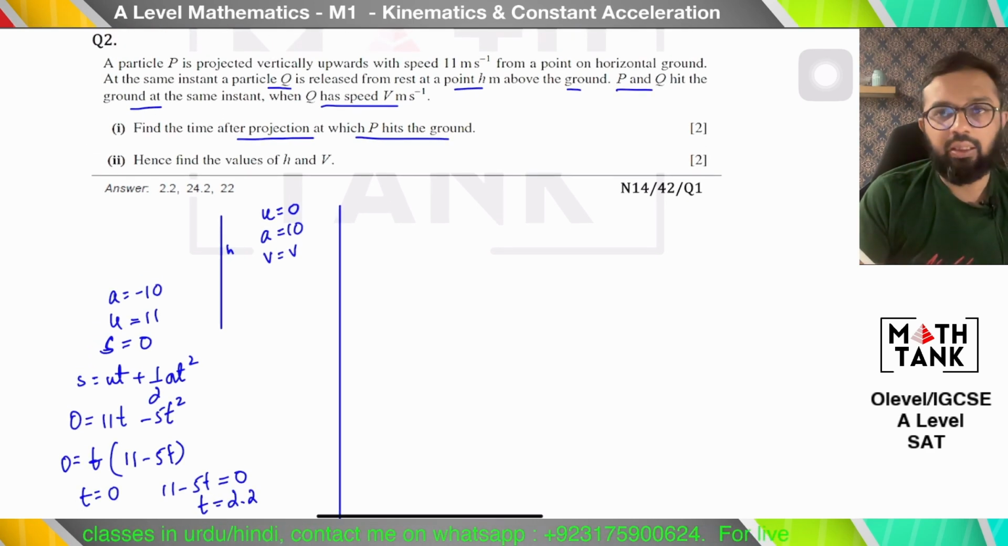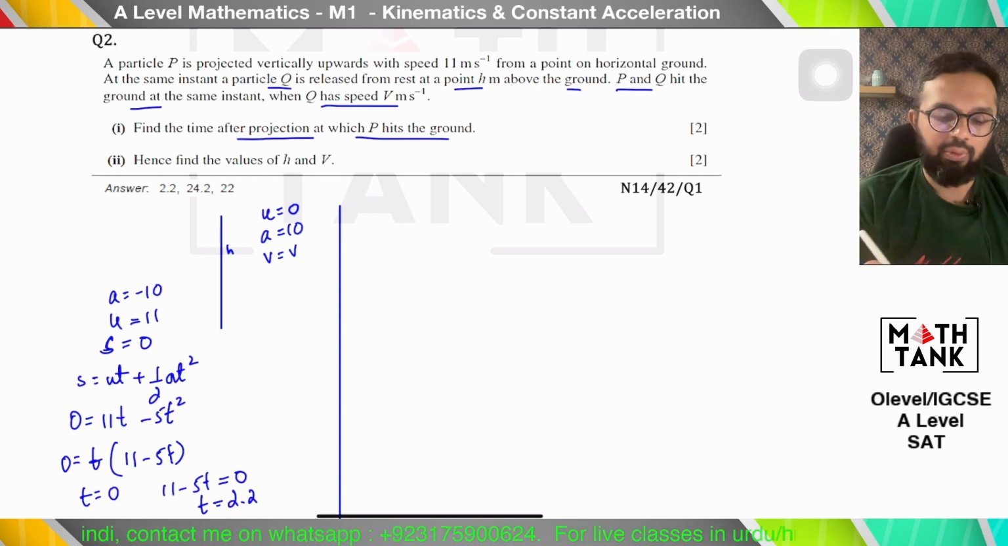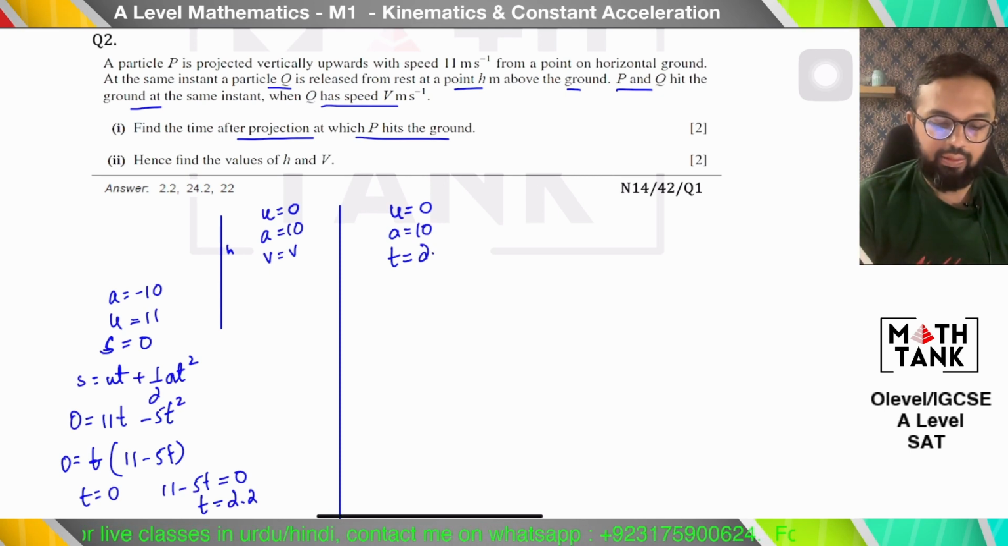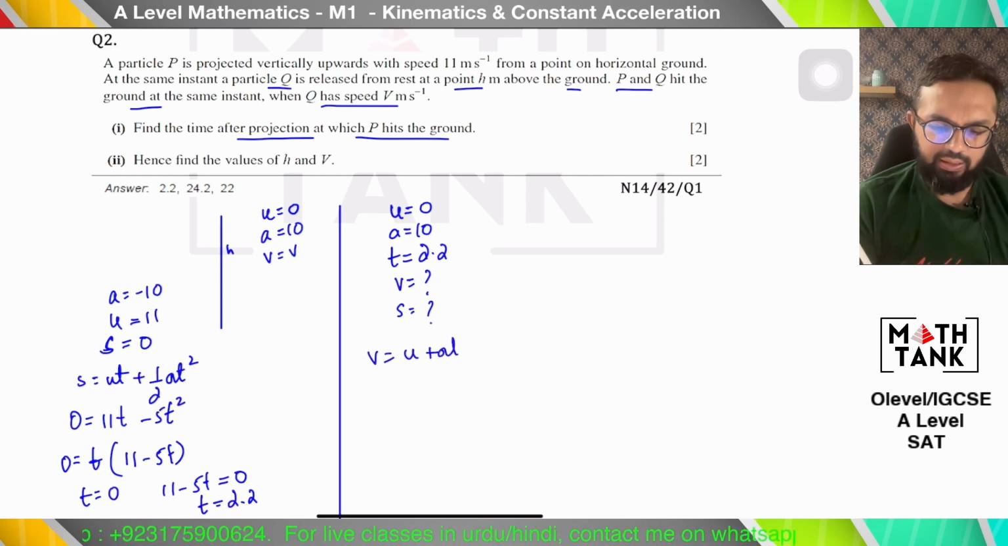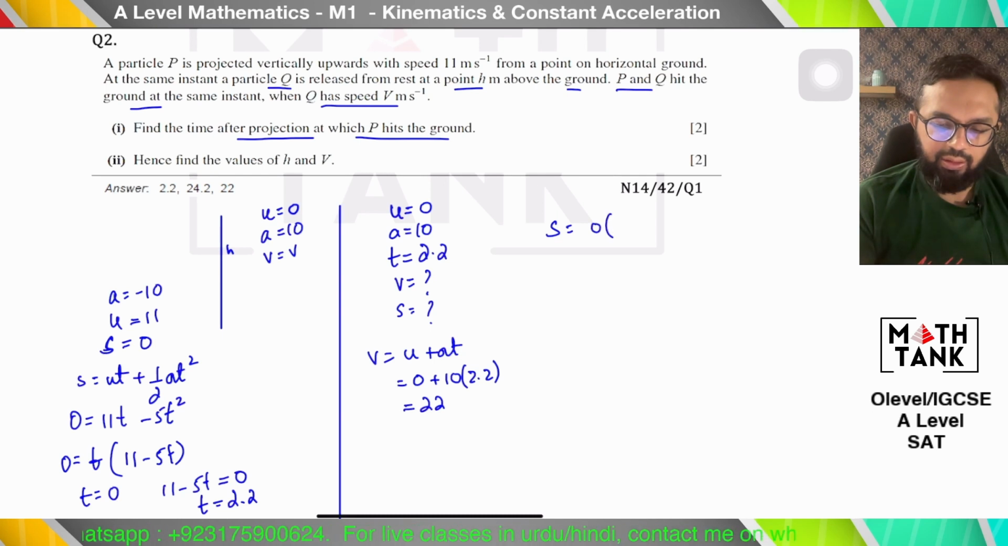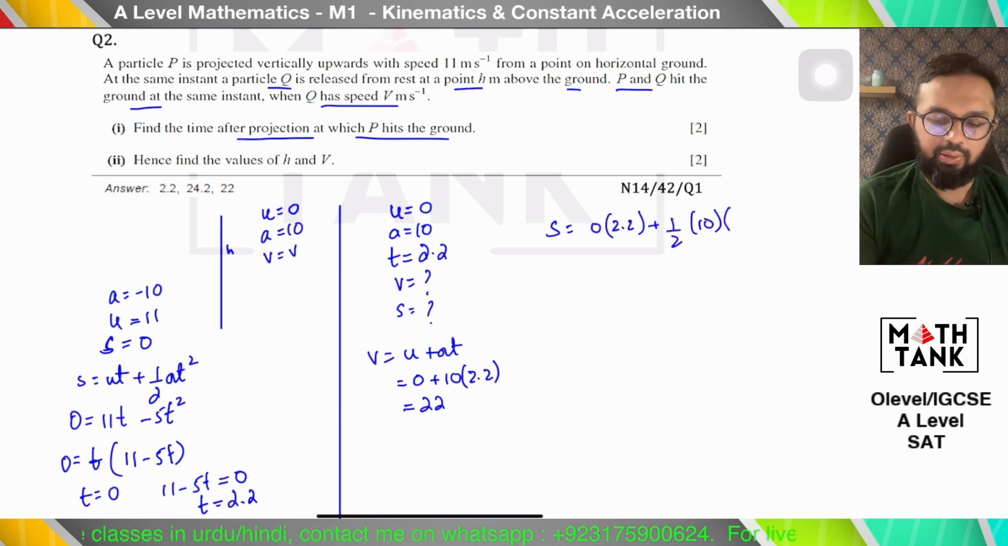Hence find the values of h and v. So I know that they hit the ground at the same instant, so I'm going to say that u is 0, a is 10, taking a total of 2.2 seconds. I want to find v and I want to find s. I'm going to find v first: u plus at, so 0 plus 10 times 2.2, that's 22. s equals ut plus half at squared.